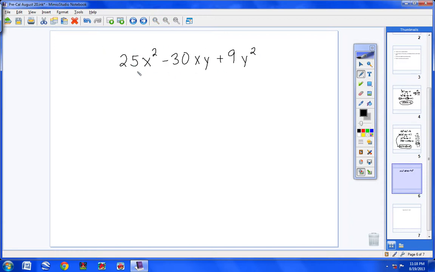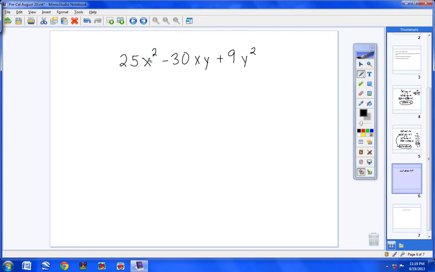I know of no number that goes into 25, 30, and 9 evenly. Now let's look at your variables. There's an x here and an x here, but no x here, so I cannot pull out an x. There's a y here and a y here, but no y here, so I cannot pull out a y. So there's actually nothing common that I can factor out. So I move on to step 2.